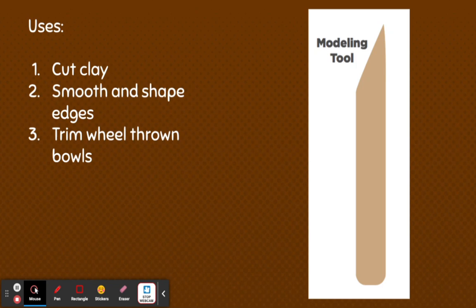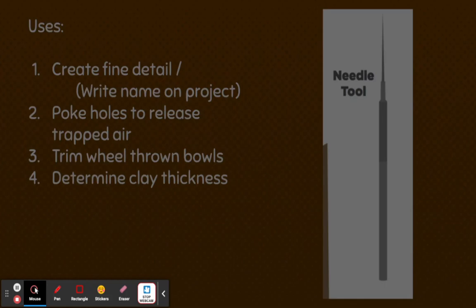Number four, that's a modeling tool. Our modeling tools actually come in several different shapes and sizes, and the uses for them are endless. That's another example; I have one that looks like that on the screen too. We use it to cut clay, we use it to smooth and shape the edges, and again, we use it to trim up our wheel-thrown projects. So again, it's just another tool that we can use to move the clay.